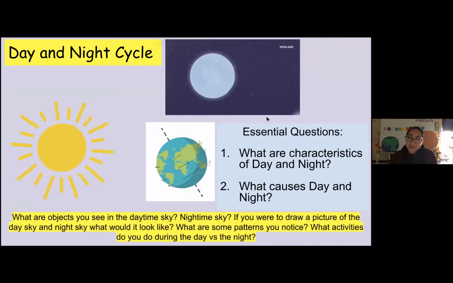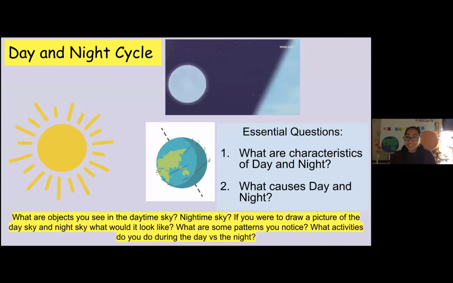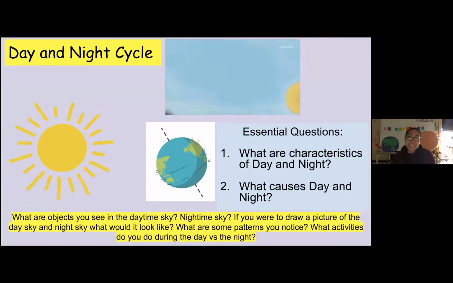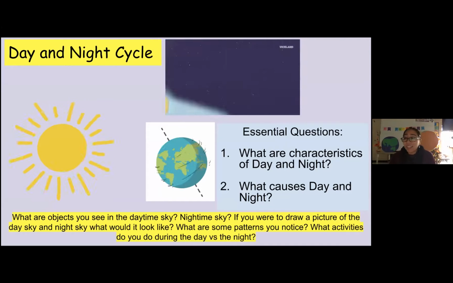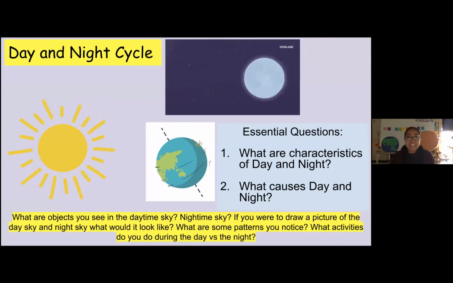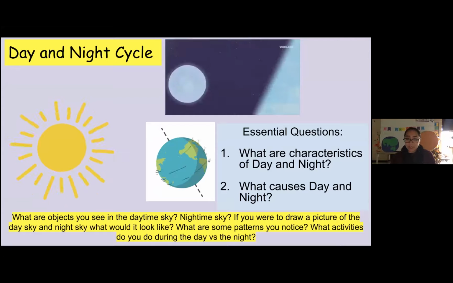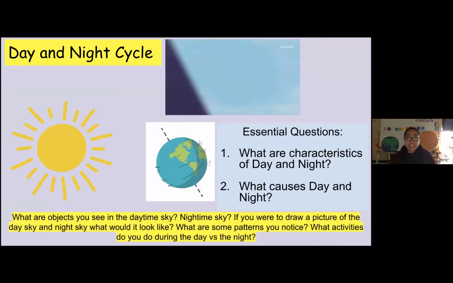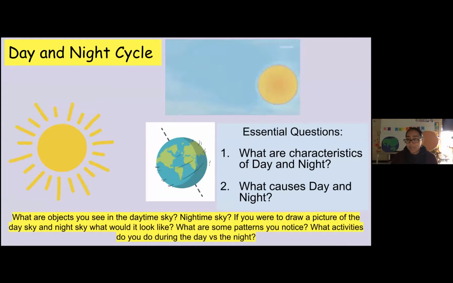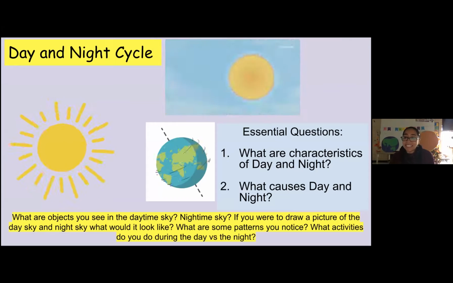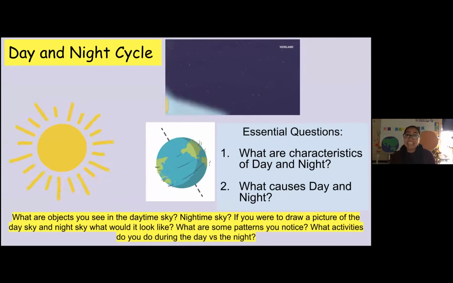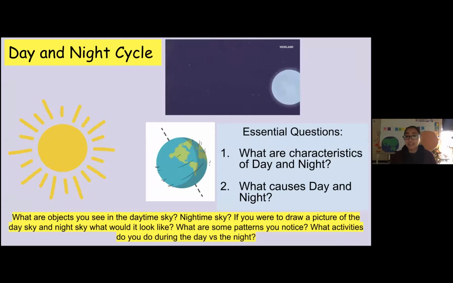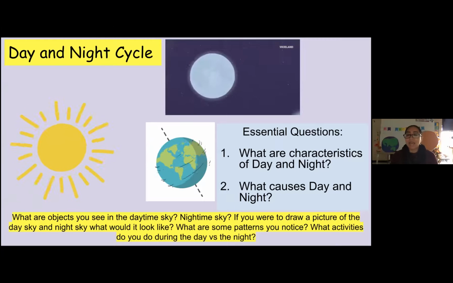Hopefully by the end of this presentation, you guys will be able to identify characteristics. So what are things that you see during the day, and what are things that you see during the night? And then you'll also be able to answer what causes day and night. Now, I have a couple of questions for you guys. So what are objects that you might see in the daytime? And then what are objects you might see in the nighttime? If you were to draw a picture of the day sky and the night sky, what would it look like? And think about what are some patterns you might notice.